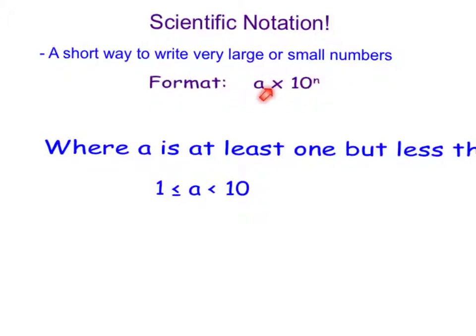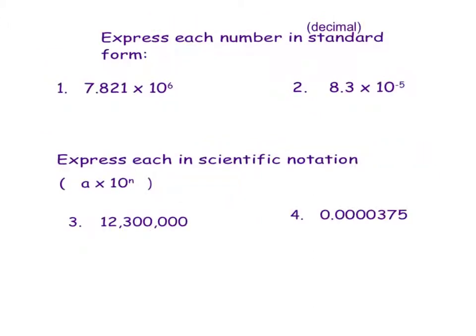The number, so this part right here, has to be greater than or equal to 1 and less than 10. In other words, there can only be one number before the decimal. This power of 10 tells us how many times we would have to move the decimal to get to our original number in standard form. So standard form, again, is the same thing as decimal form. It's what we are used to numbers looking like.